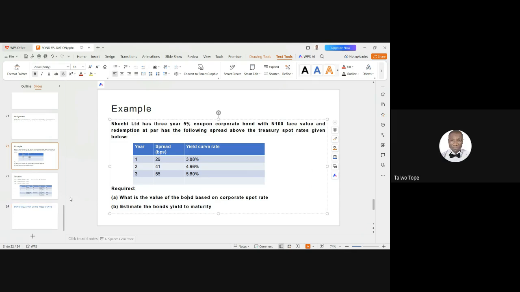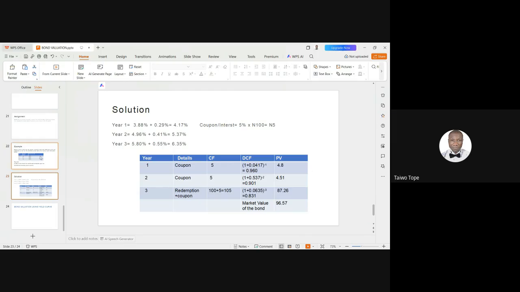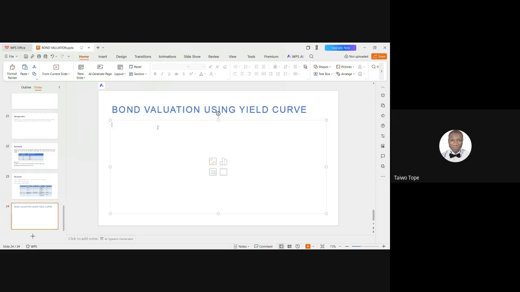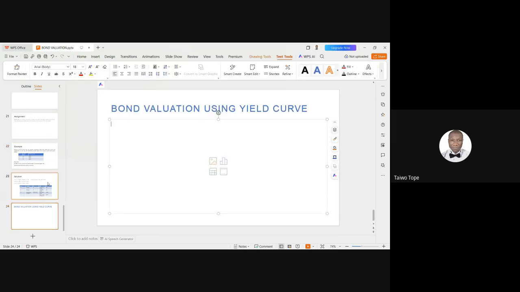So the subject matter, this is just a recap of what we've solved in the last class, but with some little addition or twist. So you can solve for the bond yield to maturity. And solving for bond yield to maturity is coming up with the concept of IRR, where you assume 2 discount factors and you apply your results in the IRR formula. So you can solve that later. Now, for tonight, the subject matter will be on bond valuation using yield curve.